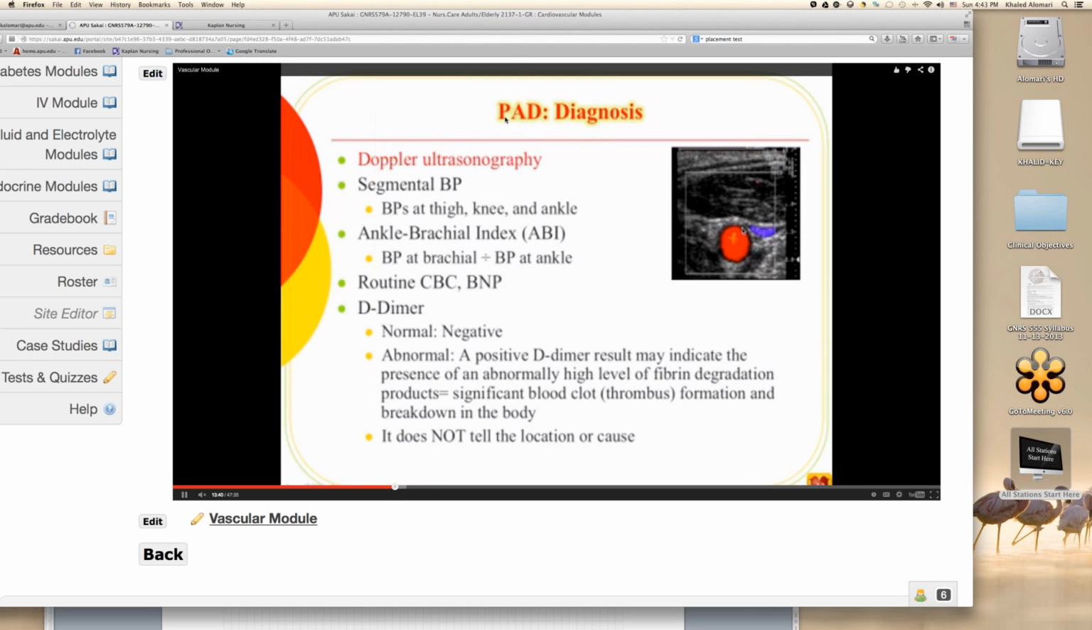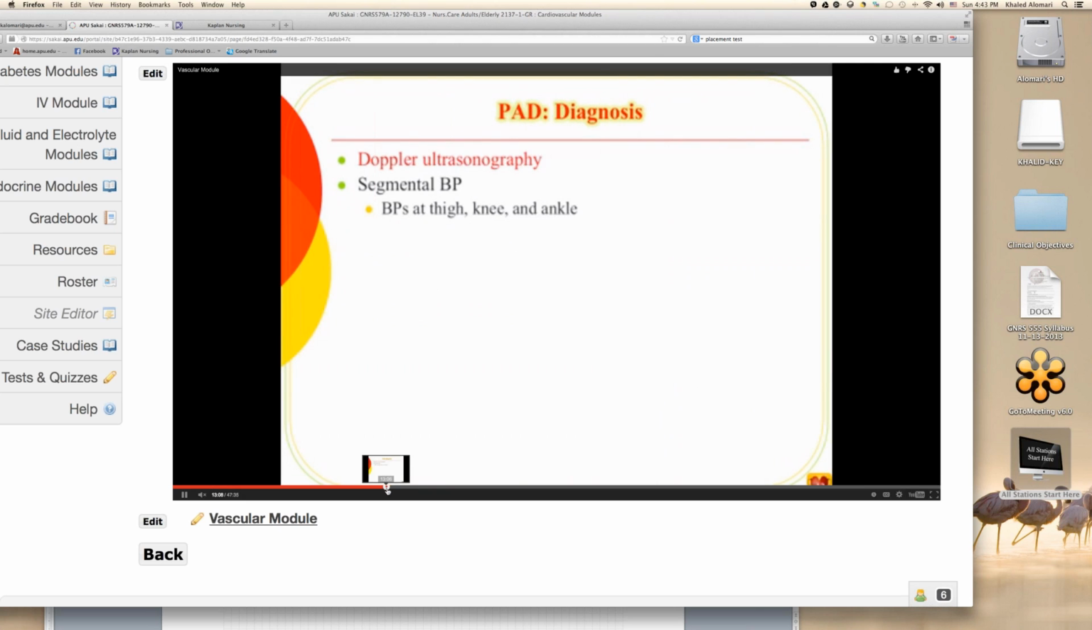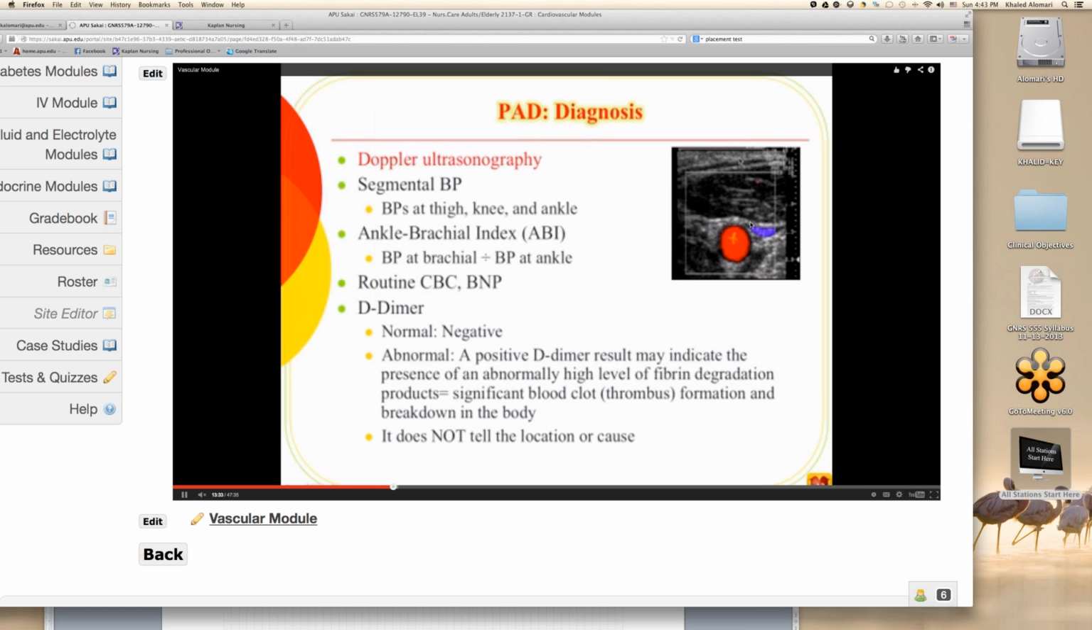Okay, so anyway, the diagnosis of PAD and PVD, the presence of a clot in any blood vessel, whether it's an artery or a vein, is through ultrasonography.